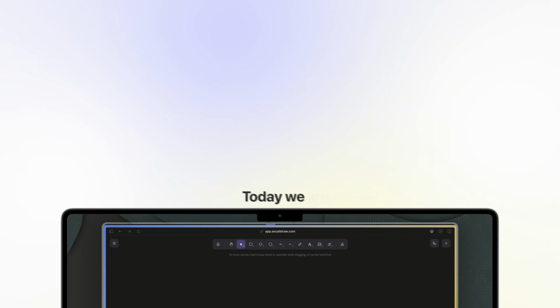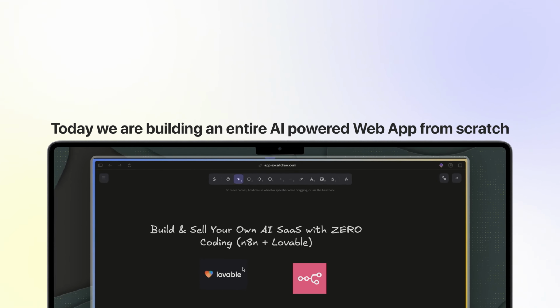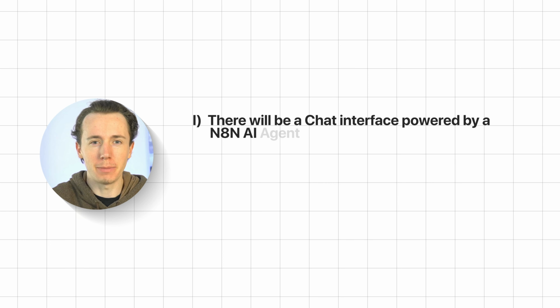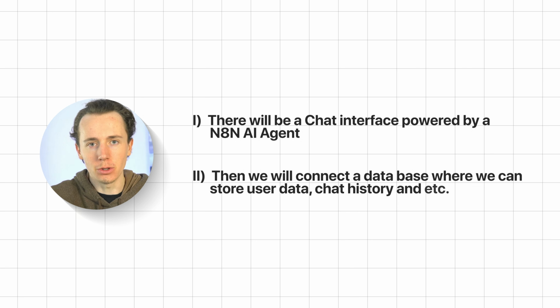Hey guys, today we're building an entire AI-powered web app from scratch without writing a single line of code. It'll be a chat interface powered by an n8n AI agent, and then we'll connect a database where you can store user data, chat history, and so on and so forth.